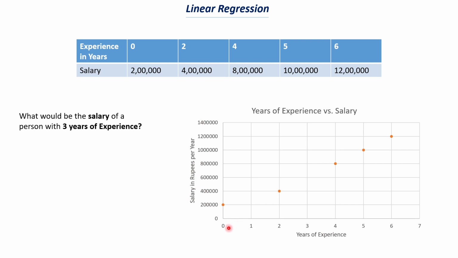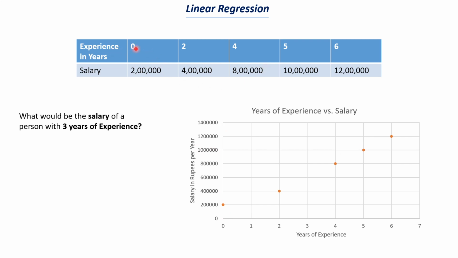Here we have 0 years of experience, 1 year, 2 years, 3 years, and so on up to 7 years. And here we have the salary of the person as 2 lakhs, 4 lakhs, 6 lakhs, etc. On the x-axis the unit is 1 year, and on the y-axis one unit is equal to 200,000, or 2 lakhs. So the value increases by 2 lakhs. This is the graph that we have, and we try to plot this particular data.